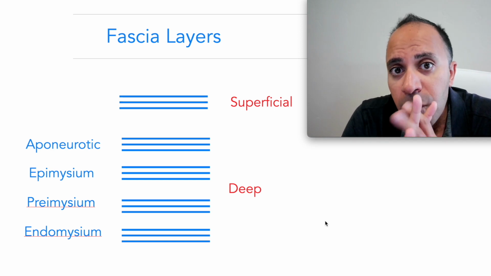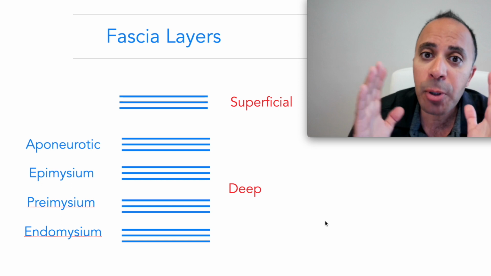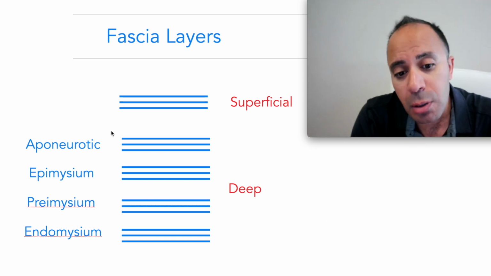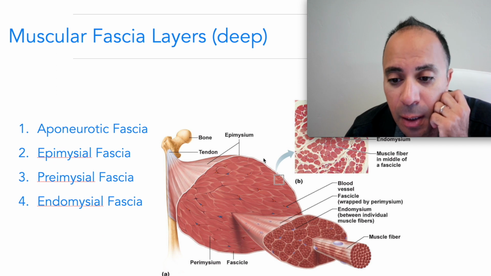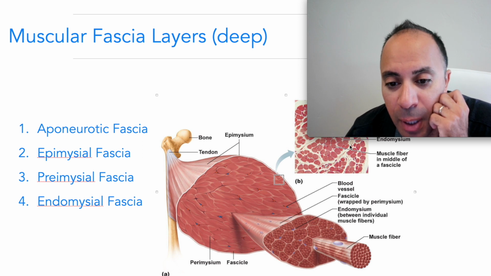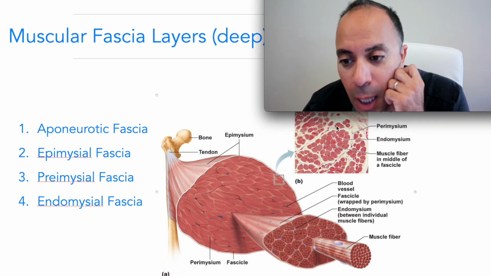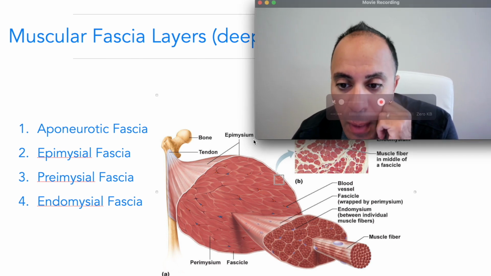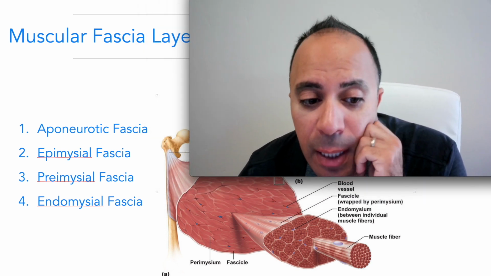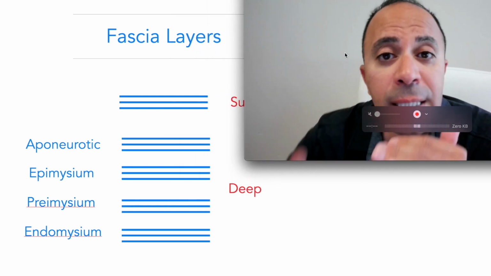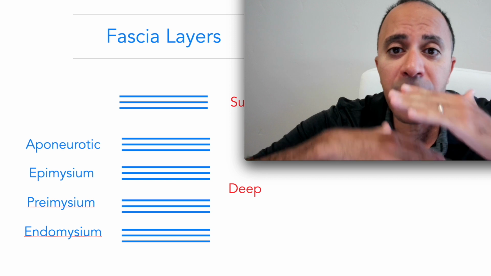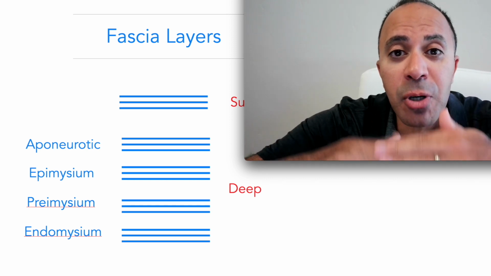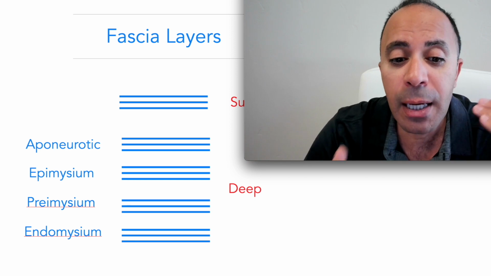The deep layer is divided into 4 subcategories: the aponeurotic fascia, that wraps a group of muscles; the epimysium, you can see it here, wrapping each individual muscle; then you have the perimysium, that wraps a bundle of fibers, and the endomysium, wrapping each individual fiber. And each of those layers actually has 2 to 3 sub-layers on top of each other. So 2 to 3 aponeurotic fascia layers, 2 to 3 epimysium.